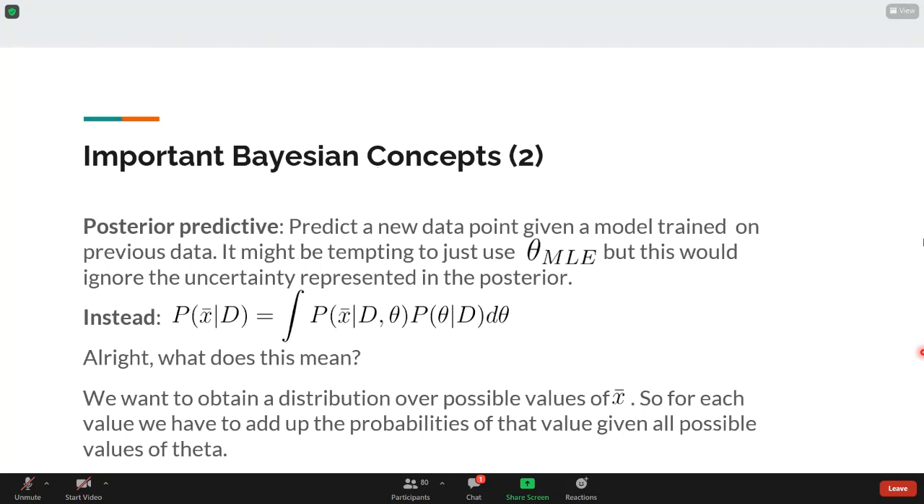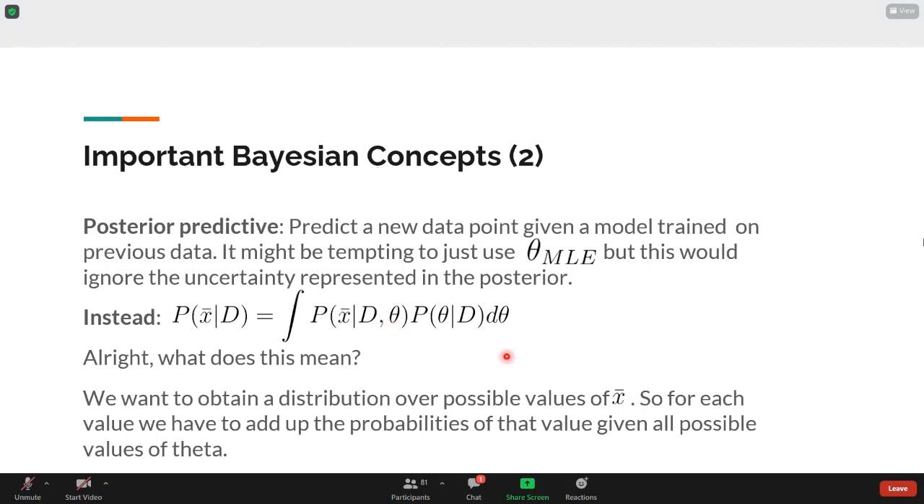Then we go on for the next value for x, let's say 2. We add together all the probabilities and so on and so forth. And this is basically how you can obtain a predictive distribution for a new data point on an already trained model. And the prior here in the posterior predictive computation is simply the posterior of your trained model. You can also see that here. This is just the theta given the data. And the term at front is simply the likelihood you've used so far.